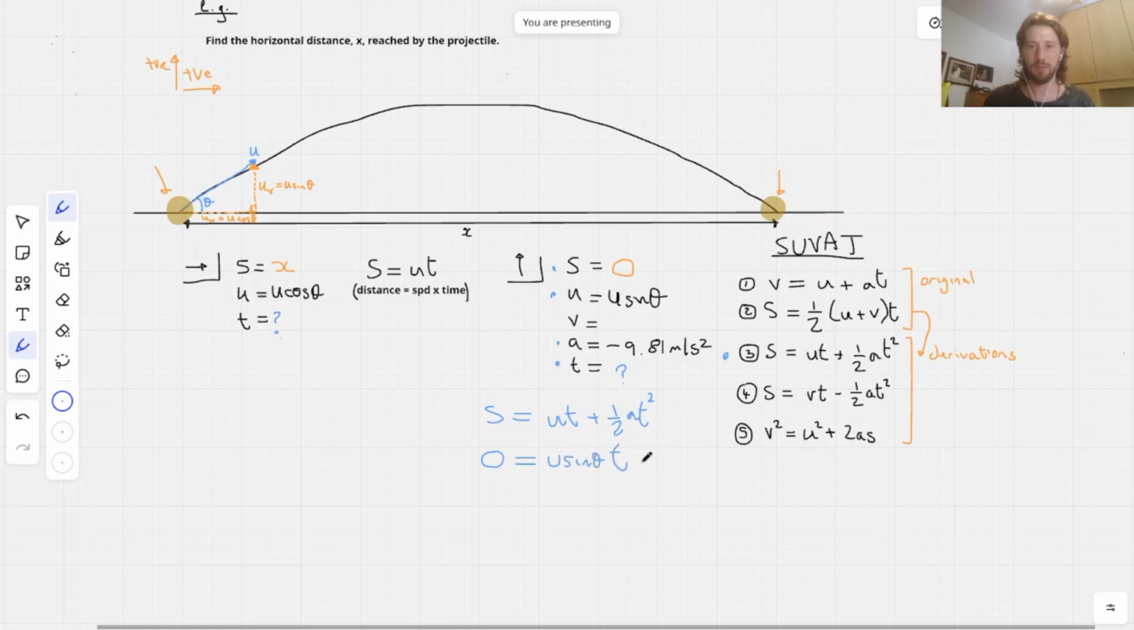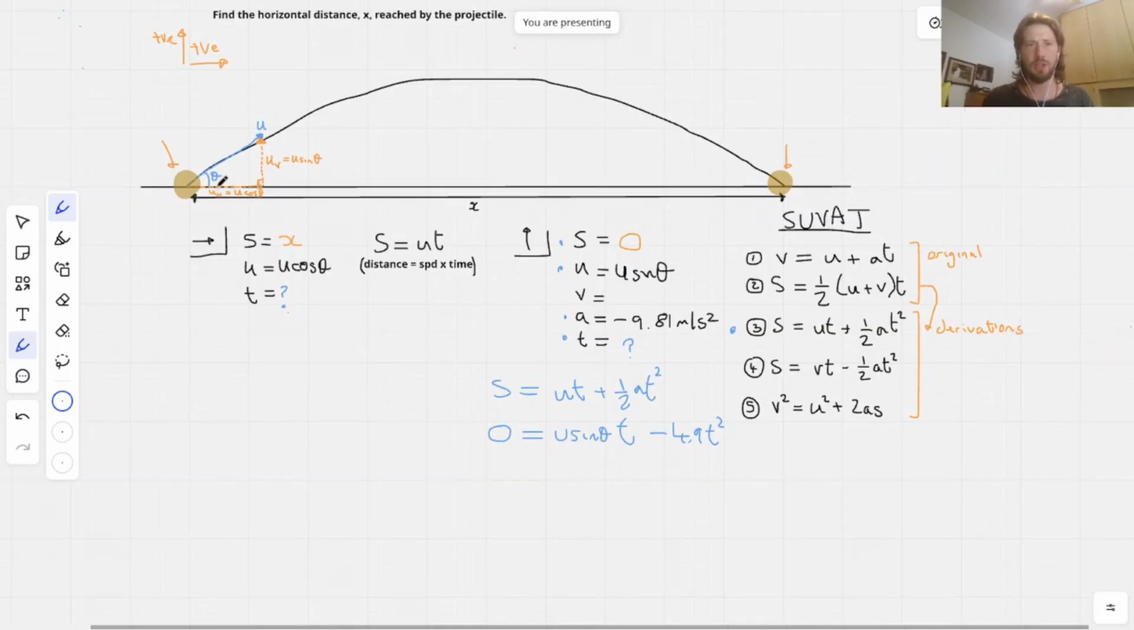times t plus 1/2 at squared, 1/2 of minus 9.8, so minus 4.9 roundabout t squared. Okay, so maybe using this unknown theta and u is a bit confusing at this stage. So let's give some numbers. Let's put 5 meters per second for u, and let's just put 30 degrees here. In doing so, we can just fill in these ones. So this will be 5 cos 30, and this one will be 5 sine 30.